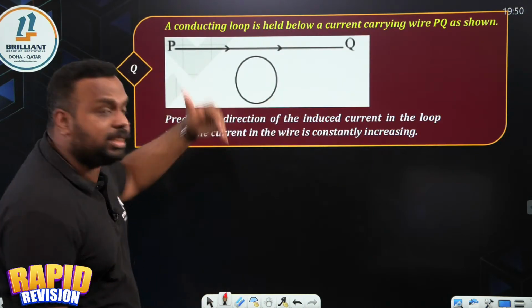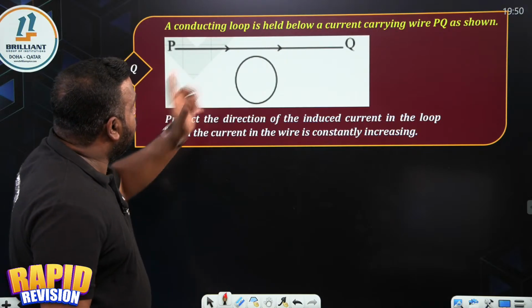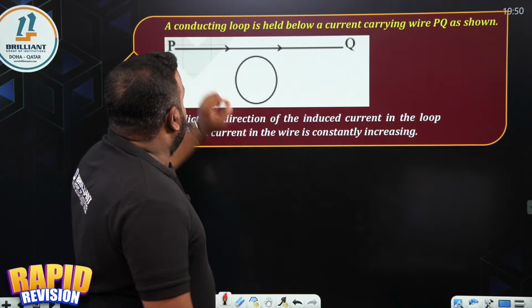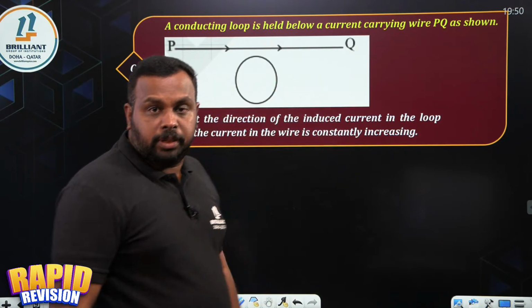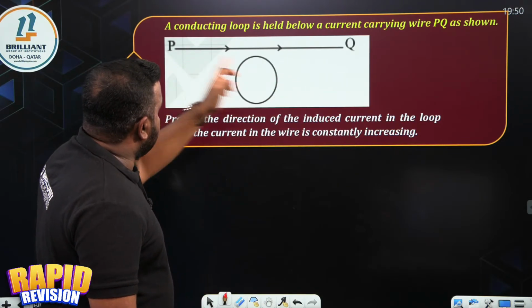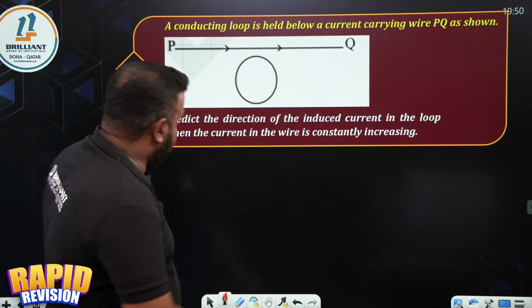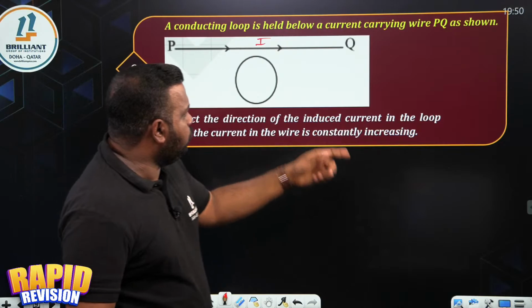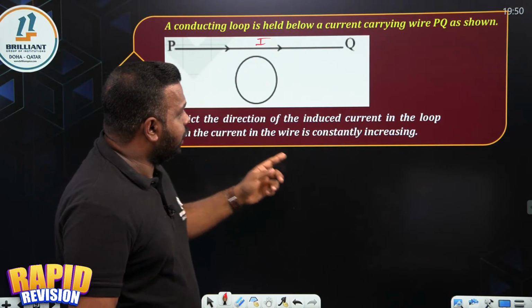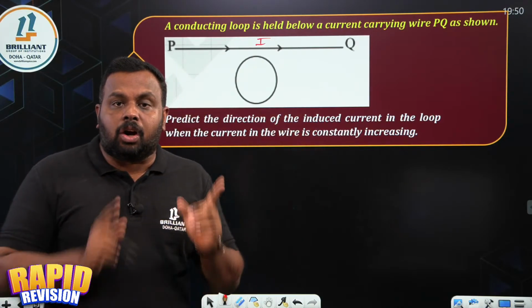Look at the third. This is another type of question from Lenz's law. A conducting loop is held below a current carrying wire PQ as shown in figure. There is a conducting loop and wire PQ. You can see the current is going from left to right in this. Predict the direction of the induced current in the loop when the current in the wire is constantly increasing.